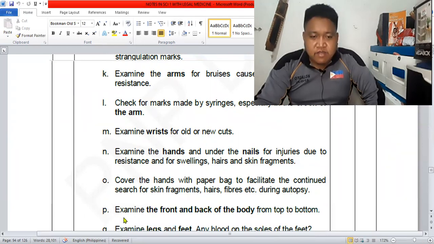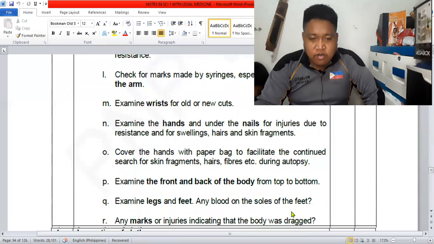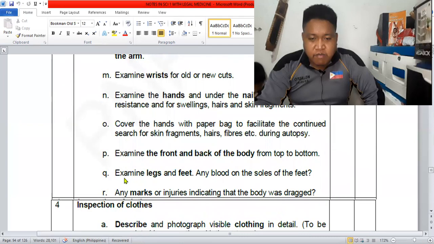Examine the front and back of the body and from top to bottom. So you see, examine the front, examine the back, then examine the top from the head to the foot. Okay? Examine the legs and feet.